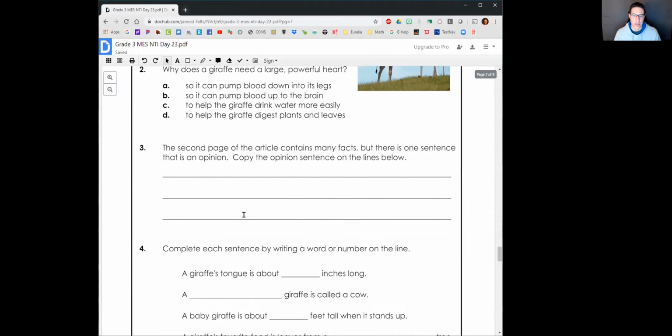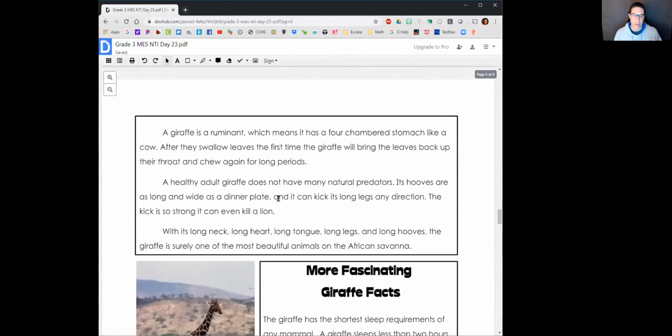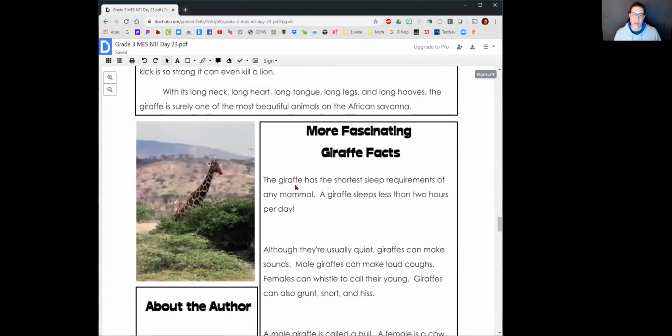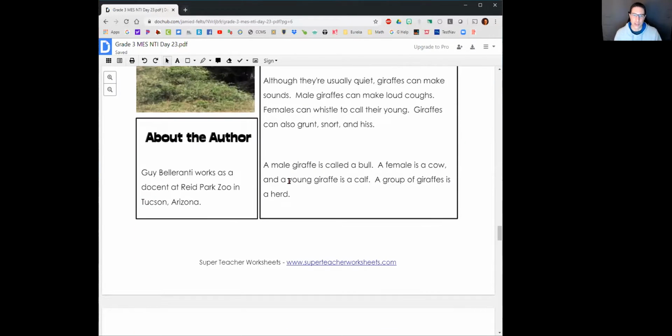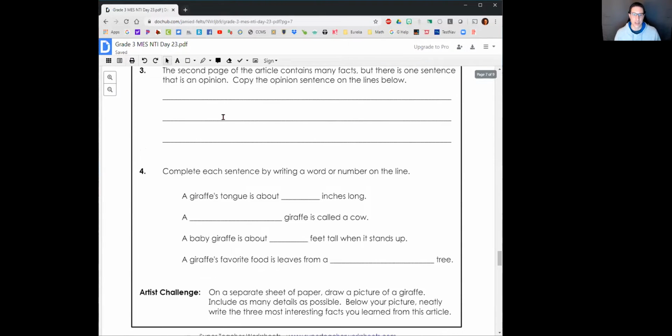This third one, it's looking for an opinion sentence. So we've got this second page here, and all of these are facts, except one of these right here in the middle talks about how good the giraffe looks. So I'll give you a little hint there. That's the opinion when it talks about what something looks like or how something feels. Those are usually opinions and not facts. So copy that on there.